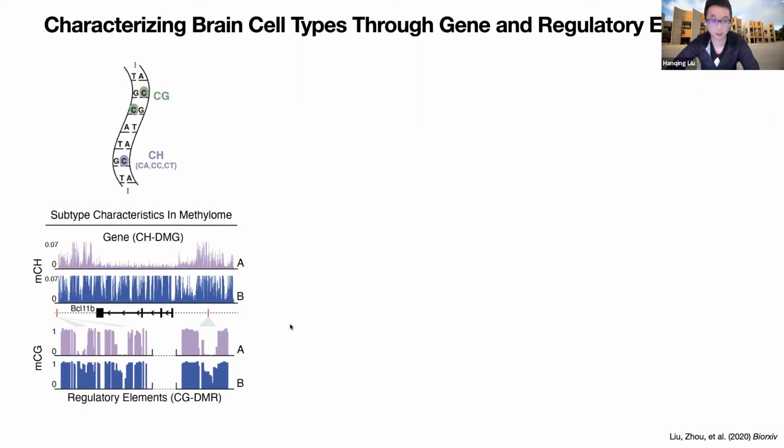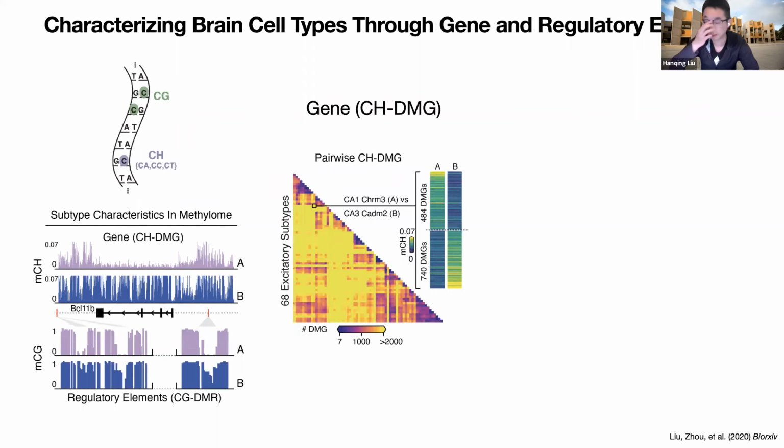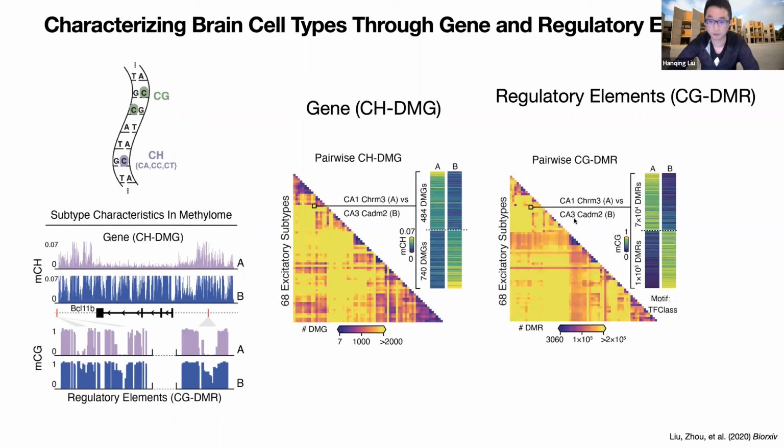So these two kinds of information can be used to annotate our cell types by doing the differential analysis. To conduct this kind of annotation, we used a framework to pairwise calculate the differential genes or differential methylated regions among any pair of cell types, subtypes in this case. And for each pair, by performing the test, we can determine a certain number of differential methylated genes or differential methylated regions.